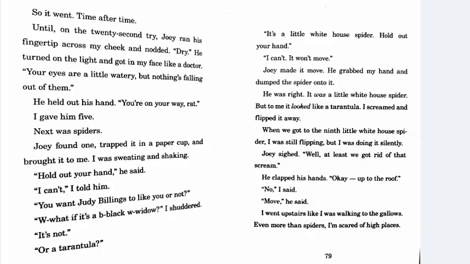It's a little white house spider. Hold out your hand. I can't. It won't move. Joey made it move. He grabbed my hand and dumped the spider onto it. He was right. It was a little white house spider. But to me, it looked like a tarantula. I screamed and flipped it away. When we got to the 9th little white house spider, I was still flipping, but I was doing it silently. Joey sighed. Well, at least we got rid of that scream. He clapped his hands. Okay, up to the roof. No, I said. Move, he said. I went upstairs like I was walking to the gallows, even more than spiders. I'm scared of high places.